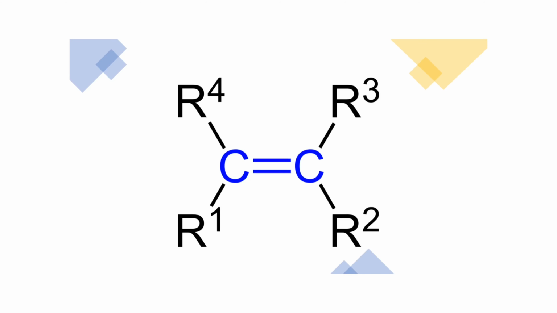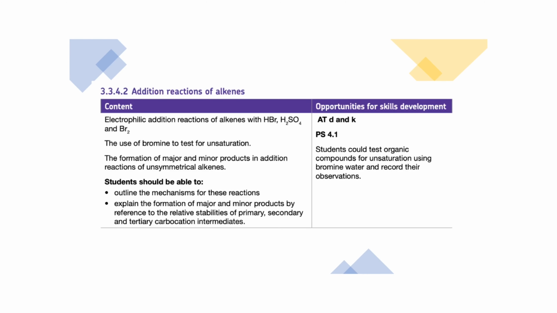And this is the general structure for an alkene. So we've got this carbon-carbon double bond here in the middle, and then there'll be four other R groups attached to it. The second part looks at the addition reactions of alkenes.